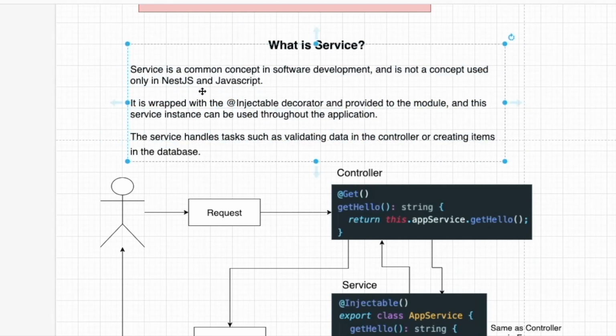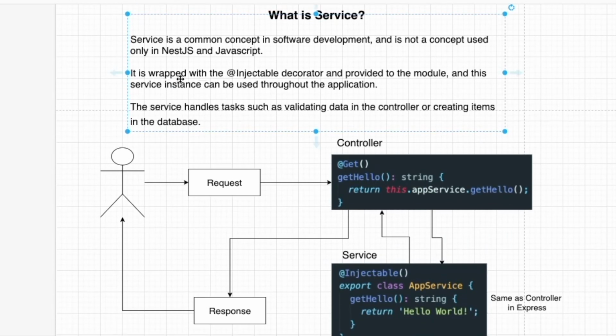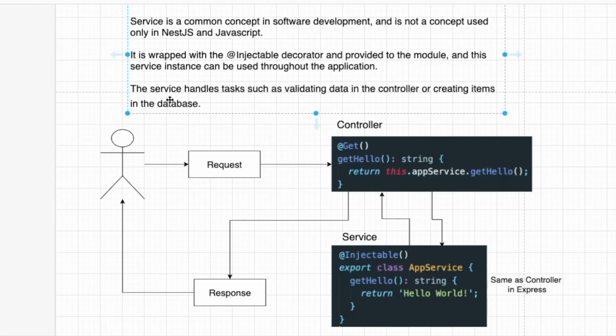A service is a common concept in software development, and is not a concept used only in NestJS and JavaScript. It is wrapped with the injectable decorator and provided to the module. And this service instance can be used throughout the application. The service handles tasks such as validating data in the controller or creating items in the database.